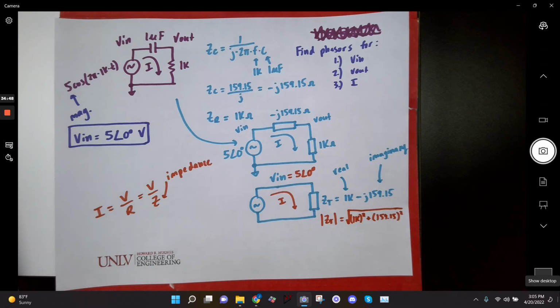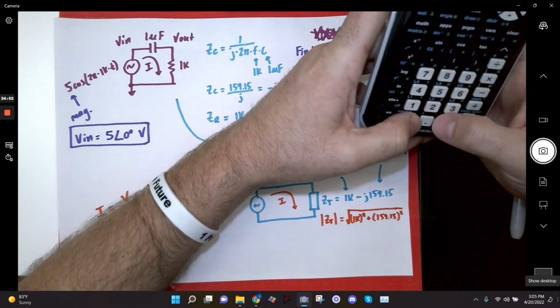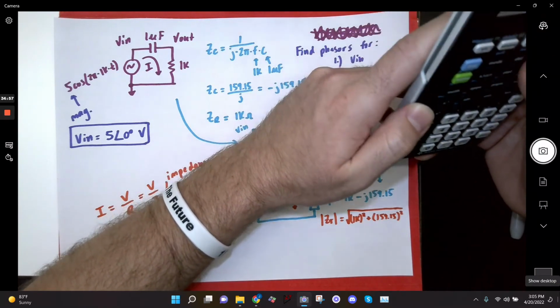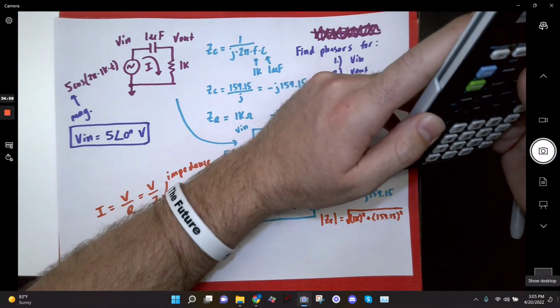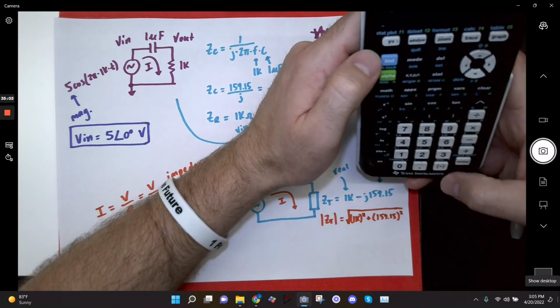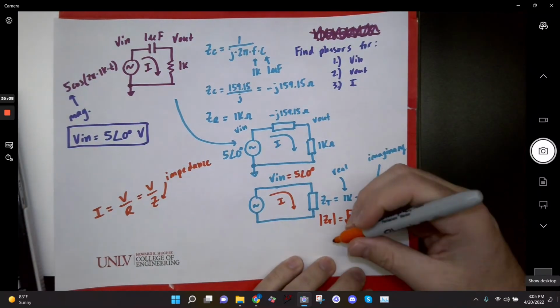Okay, so let me throw this in my calculator and let's see what we get for the impedance. 1000 squared plus 159 squared. Oh, let me put the 159.15. And then I square root. So I get a magnitude of 1.013 K.